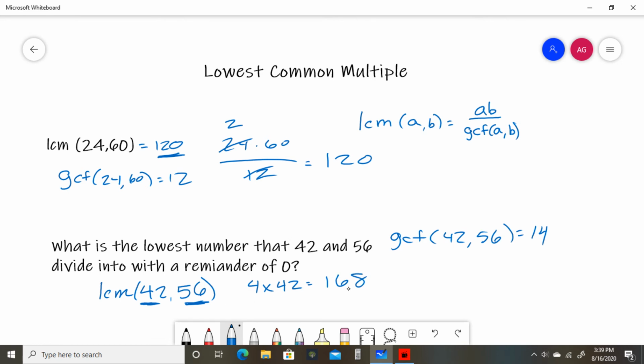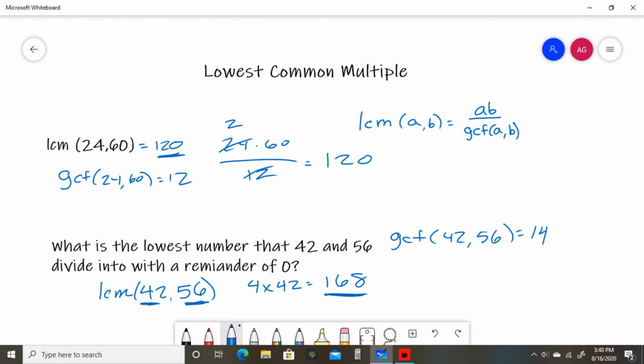Notice, I could have just as easily divided 14 into 42 and then multiplied that answer by 56. 42 divided by 14 is 3, multiplied by 56 is also going to result in the answer of 168.